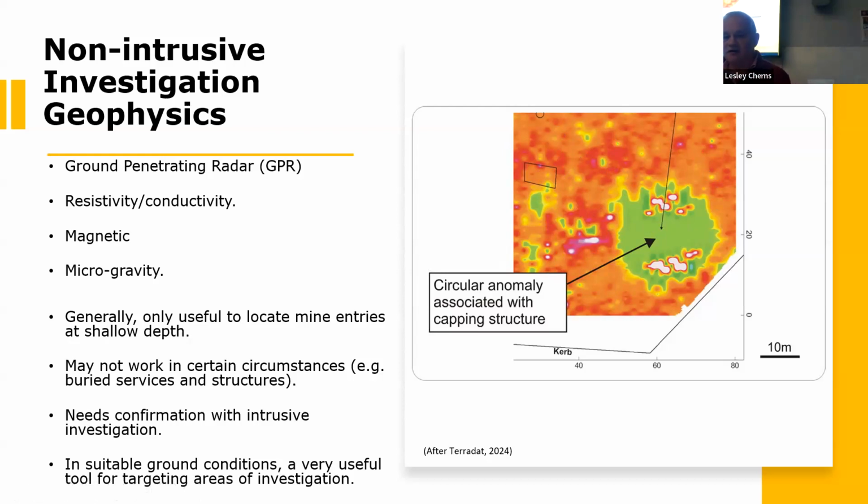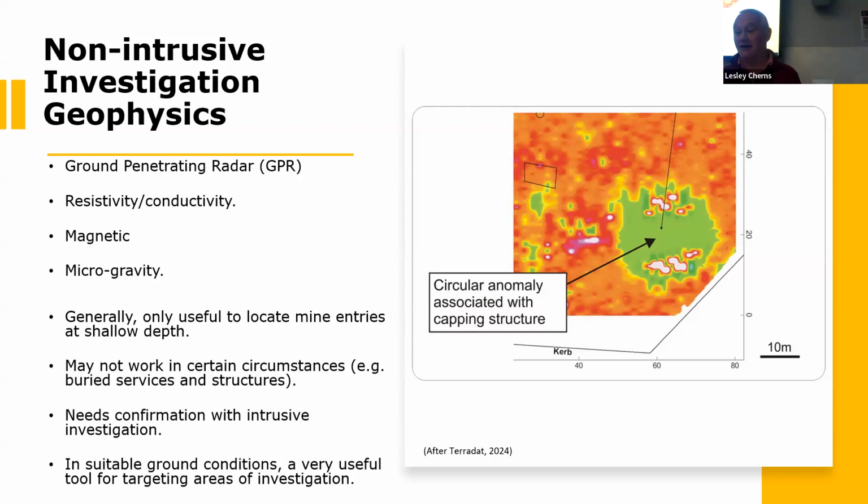Very useful locating mine shafts, mine entries at shallow depth. Once the entries are deeper, say they've been covered by 3 or 4 meters of soil, it becomes less useful then. And they may not work in certain circumstances. We've got a site in Cross Hands where there's mine shafts beneath the site. They're on Ordnance Survey maps.